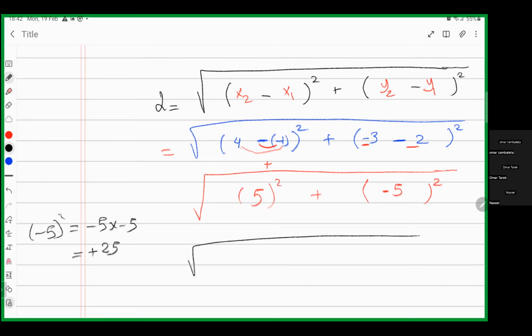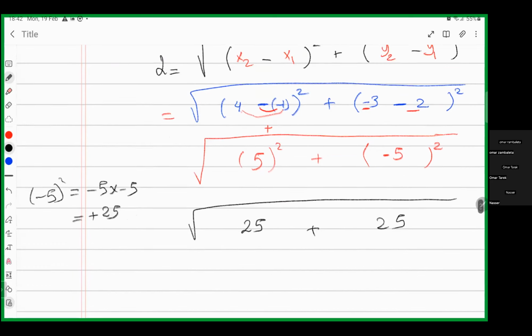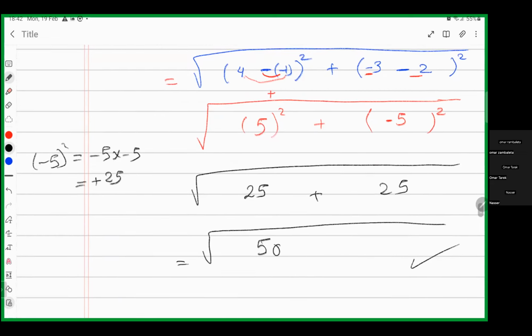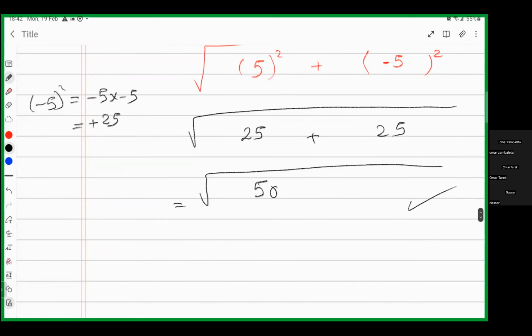So it becomes like this: 25, and 5 power 2 is 25. Very good. Add: 25 plus 25 is 50. So square root 50. Done. I do not have a root for the 50, so it is done. Any questions here?